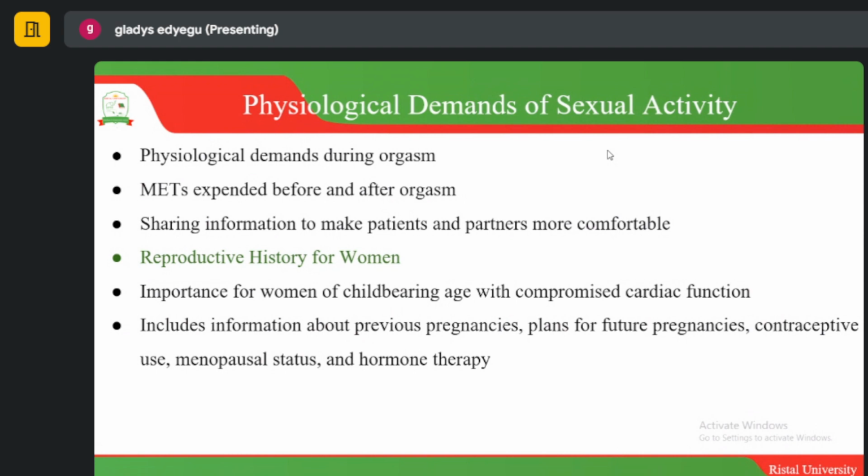Then also contraceptive use, we need to know which kind of contraceptives these women should take, because some of them can affect the heart more, and then the other hormonal therapies. So all this has to be looked up and known about, so that we can help these mothers, these women, have a successful pregnancy in case they have to produce children, and they should be able to actually also have a live baby.